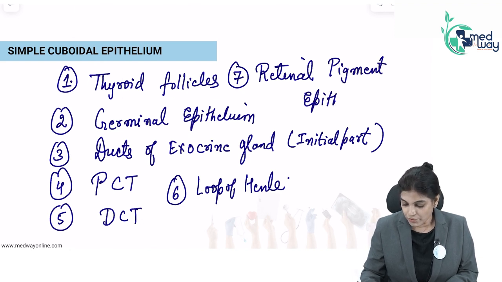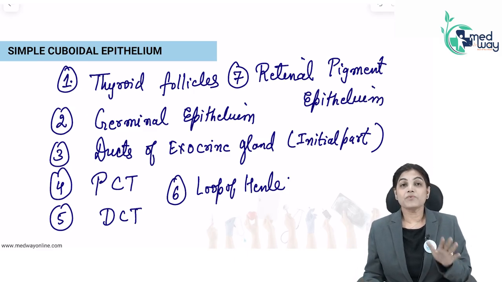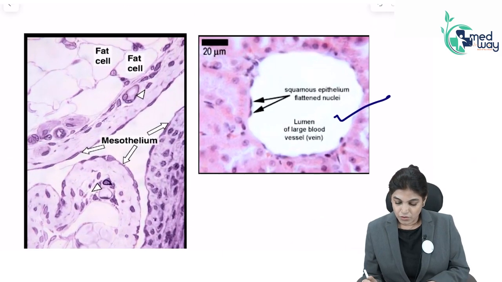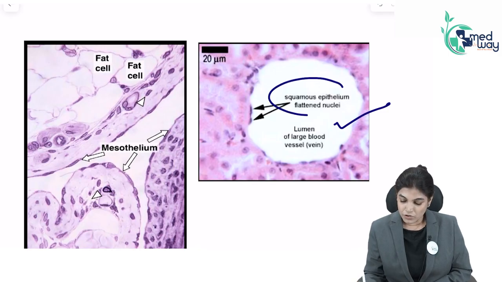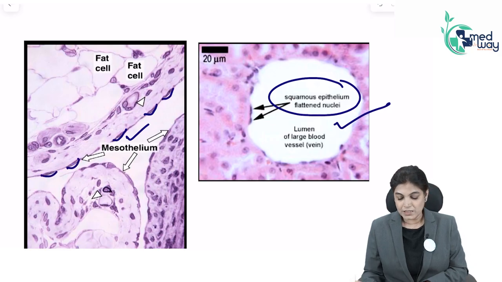I want everybody to go through this list of epithelium locations, which is very important for your examination. Here I want to show a large blood vessel whose inner lining is simple squamous epithelium. Mesothelium, as you can see, appears flat in squamous type. This is again the squamous epithelium.